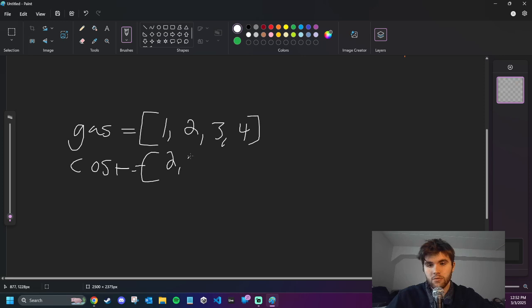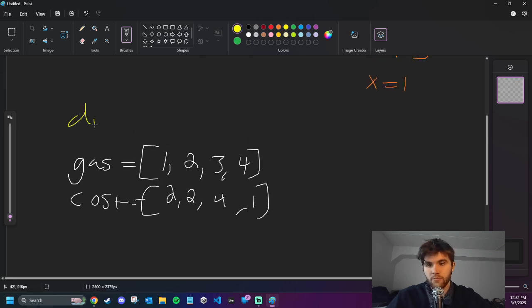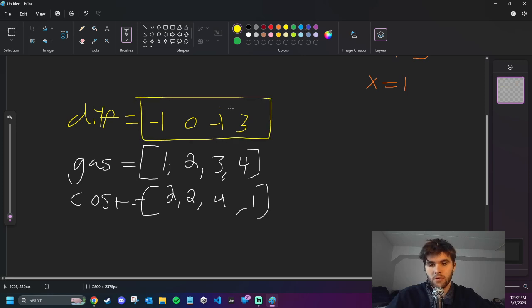Okay, 1, 2, 3, 4. And if this works for this example, I may just start coding that and just learn that way. Okay, and then 2, 2, 4, 1. Okay, so now we'll calculate the diffs here, which remember is just gas of I minus cost of I. So it will be negative 1 here, 0 here. This will be negative 1, and this will be 3. So the maximum subarray, the subarray here with the highest sum is just here. And then we pick the starting index of that.